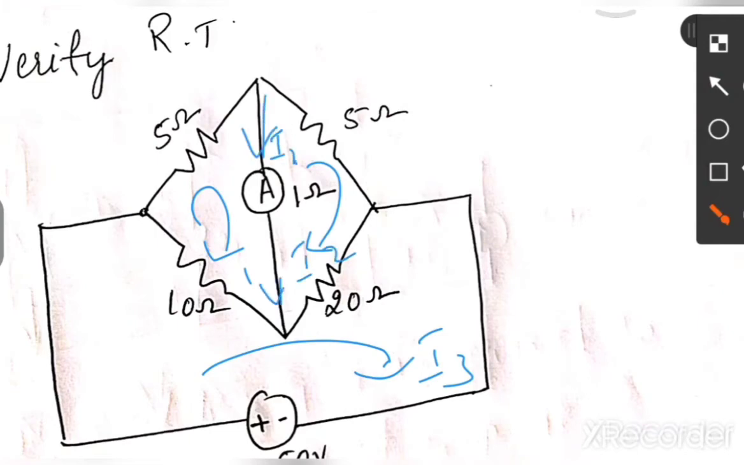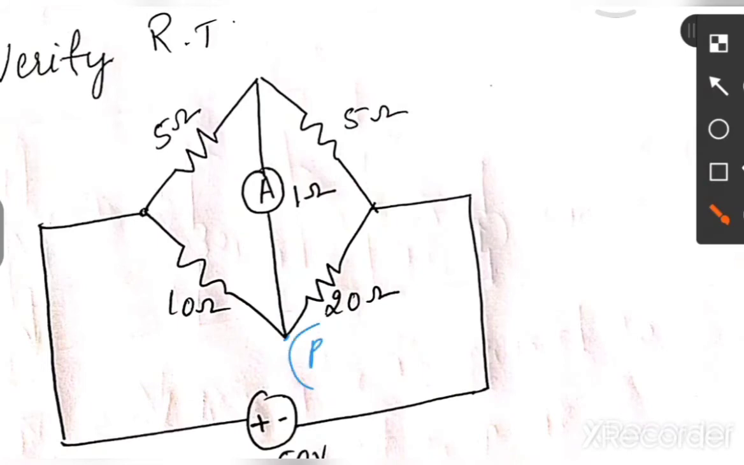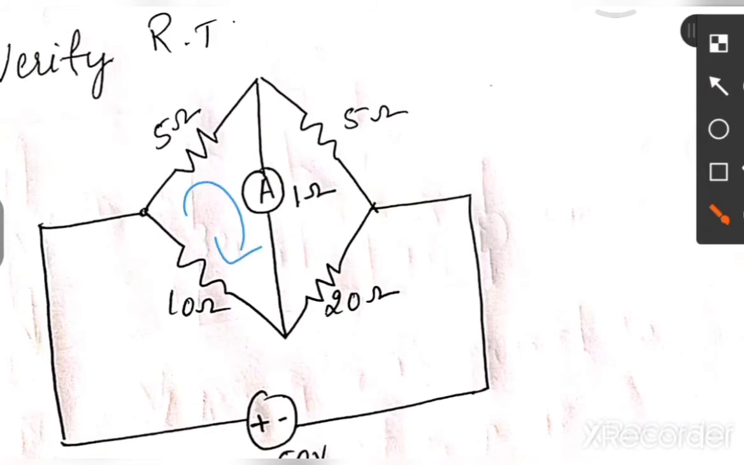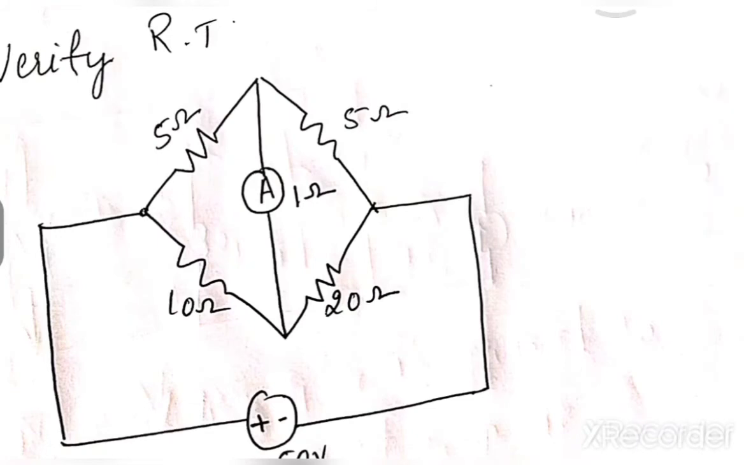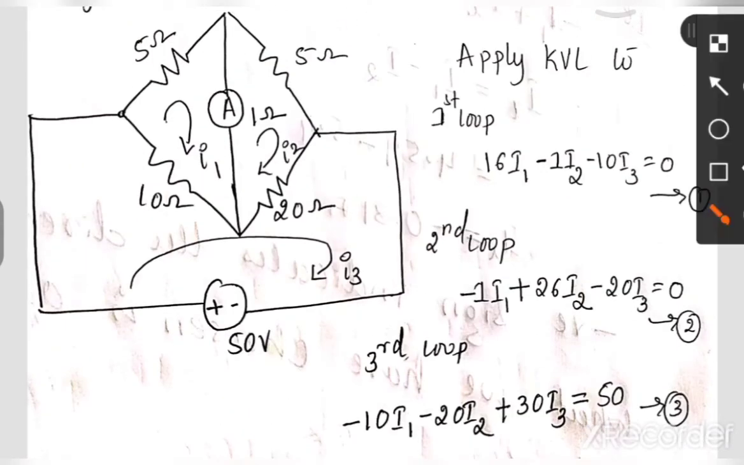So here we can calculate it by taking a point P and applying KCL at that point. Here I2 will be entering, I1 will be leaving, and Ix will be entering. Now we will apply KVL for the first loop, second loop, and third loop. Now, KVL for the first loop. Start from this, directly we can write the equation.